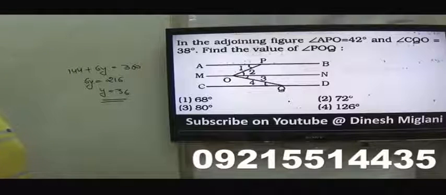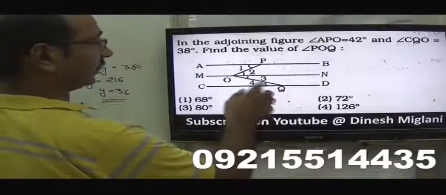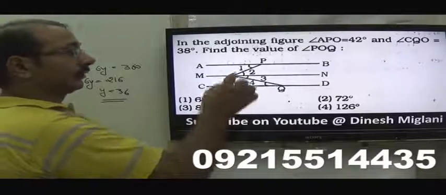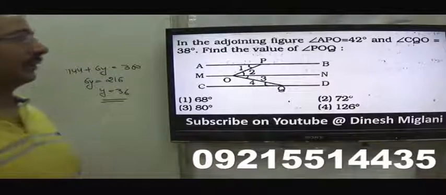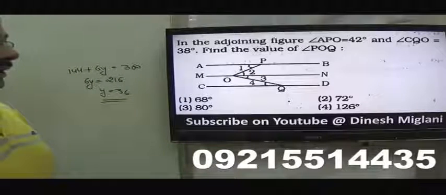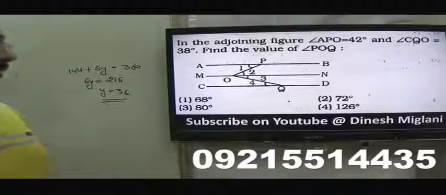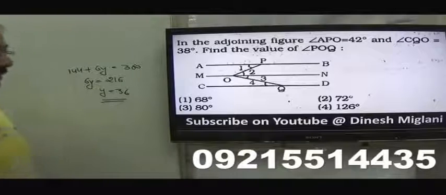In the adjoining figure, APO is 42, this is 42, and CQO is 38, this is 38, right? We have to find angle POQ. ये एंगल निकालना है. देखो ये 42 है तो ये भी 42 हो गया. ये 38 है तो ये भी 38 हो गया क्योंकि लाइंस पैरेलल है. If lines are parallel, we can say the angle would be same, right? Now our answer would be 42 plus 38, 80 degrees becomes my answer. Hence I can say third is my answer, right?